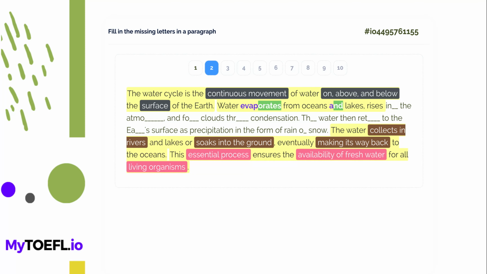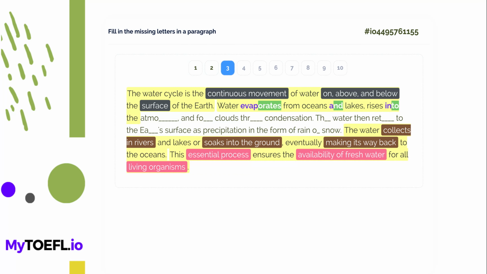Let's proceed to the third blank found in the same sentence. Water evaporates from oceans and lakes, rises, blank, the. The question provides the letters I and N and contains 2 missing spaces. The water is moving upwards. We need a preposition that indicates movement or direction toward the inside of a space. Since the water is rising to enter the atmosphere, the correct preposition here is into.